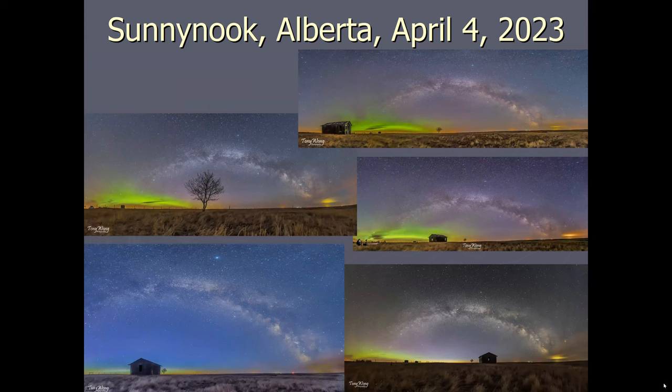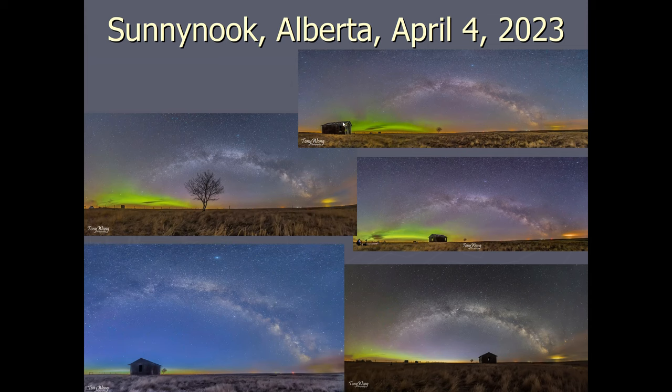Now, I took this set of photos in a place called Sunny Nook. Does anybody know where Sunny Nook is? Sunny Nook is in the middle of nowhere, east of Drumheller, and it is extremely dark. You cannot find a better place to take photographs of the Milky Way. I went there in April, okay? And you can see in April, the Milky Way is very close to the horizon.